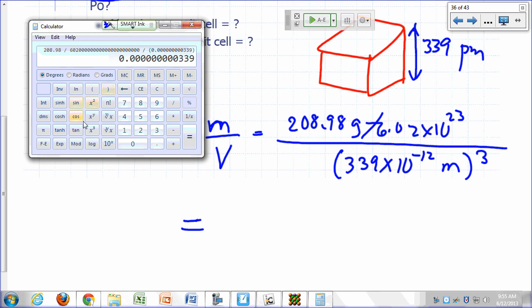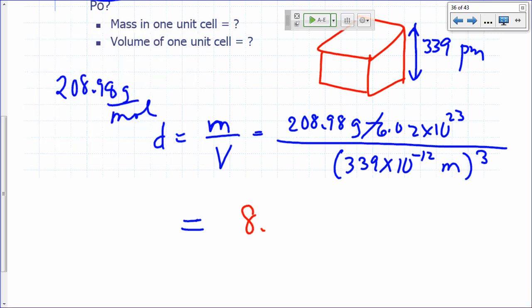Okay, raised to the power. How do I raise things to the power on this calculator? Here, x to the y, raised to the power 3. So that is, to 3 sig figs, 8.91. How many decimal places do I have here? 1, 2, 3, 4, 5, 6. So 8.91 times 10 to the 6 grams per cubic meter.